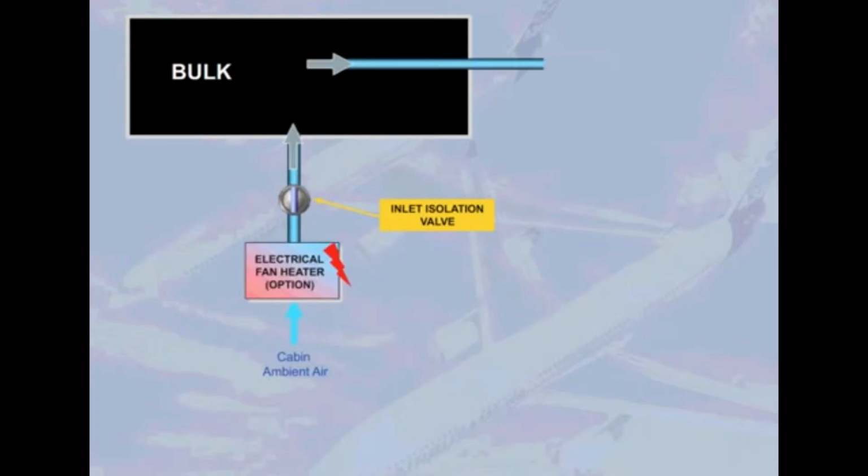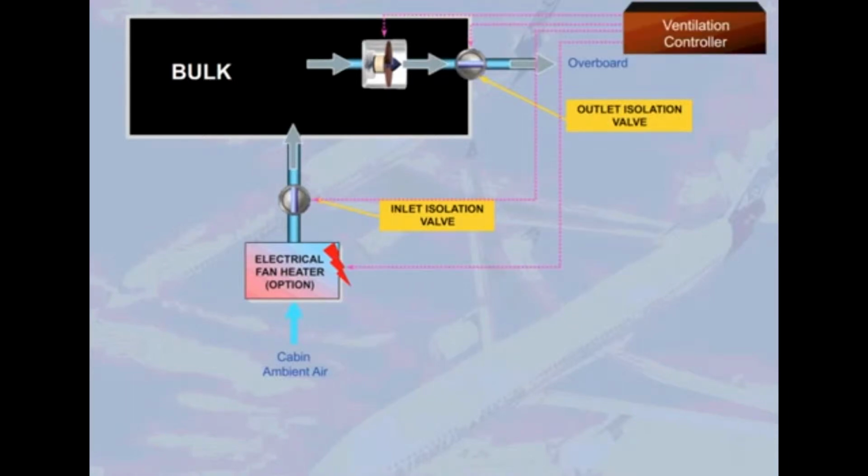On the long range, the cabin ambient air enters the bulk cargo compartment via an isolation valve. This air, which can be optionally heated by an electrical fan heater, is then extracted by a fan and, via an outlet isolation valve, is sent overboard through the aft outflow valve. The ventilation controller controls the valves and the fans. Note: if installed, compartment heating is not available when the bulk cargo door is open.